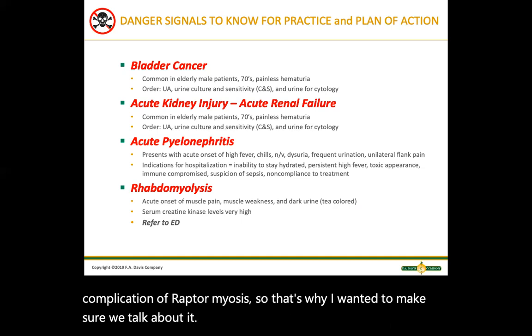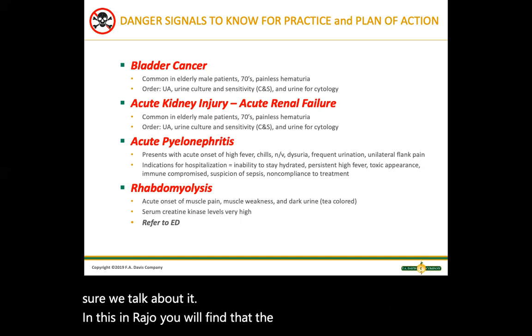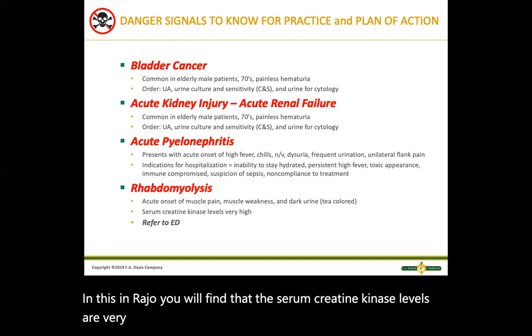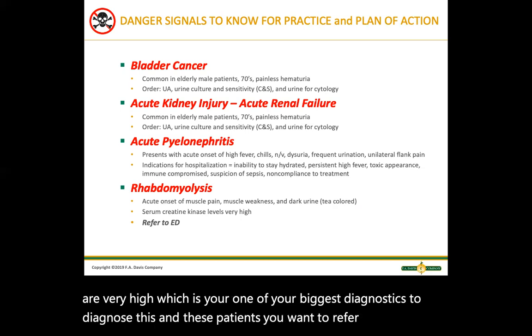In rhabdo, you will find that the serum creatine kinase levels are very high, which is one of your biggest diagnostics to diagnose this. And these patients, you want to refer them to the emergency department.